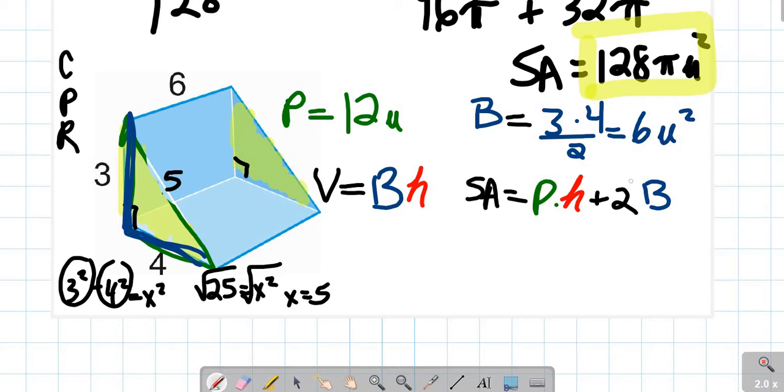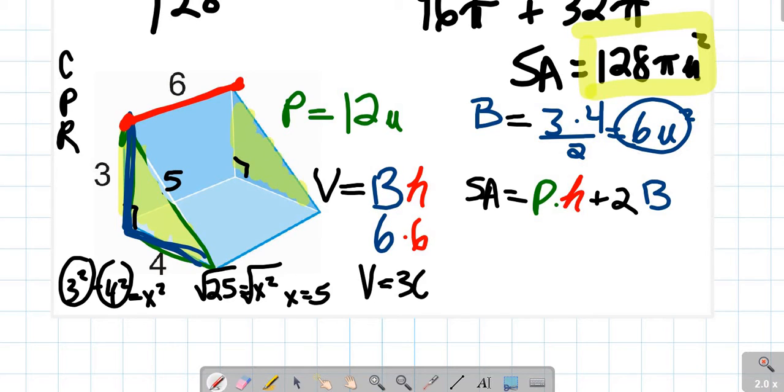Let's do volume first. Volume's easier. We already have our base. That's 6. So I have 6. The height here is the distance between the bases. Height is not always vertical. Height is distance between the bases. So our height here is 6. So our volume is simply 36 units cubed. Ta-da! That was easy.